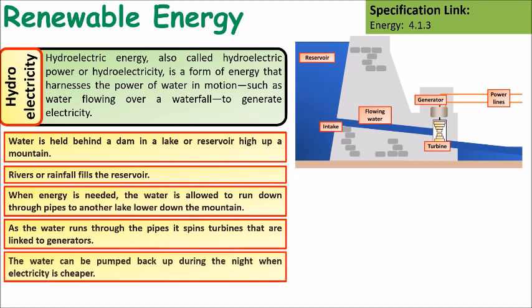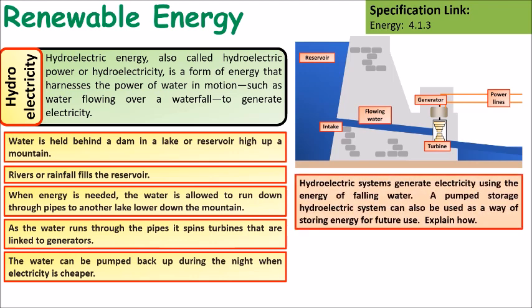The generators will generate the electricity, and at times when less electricity is needed, the water can be pumped back up to the top of the hill or mountain where it can be released back down at some later date.